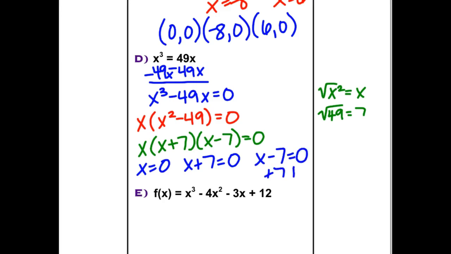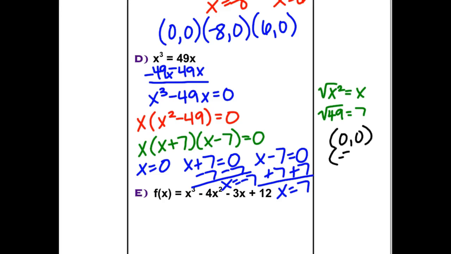So here I add 7 to get x equals 7. Here I subtract 7 to get x equals negative 7. That means my 3 zeros are 0, 0, negative 7, 0, and 7, 0.